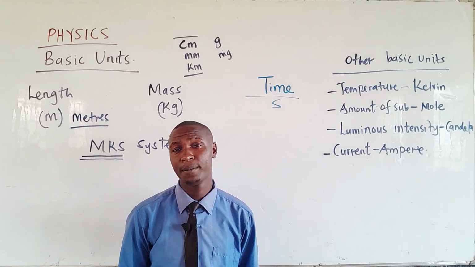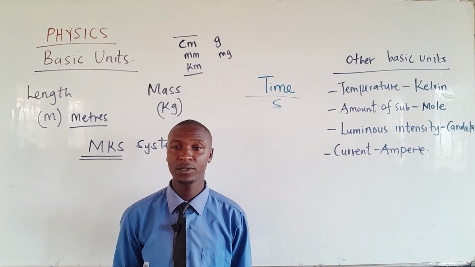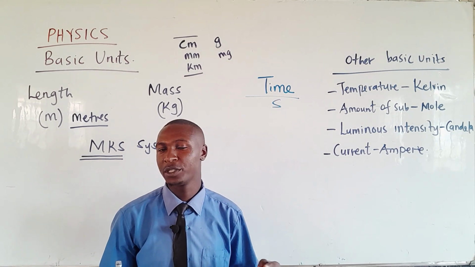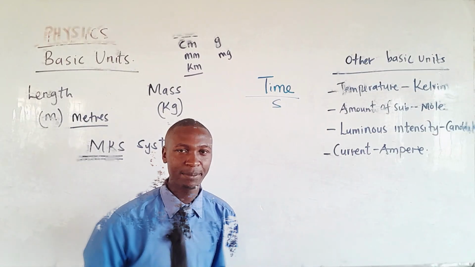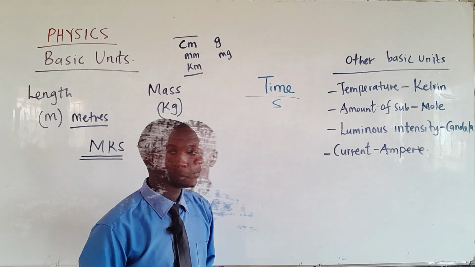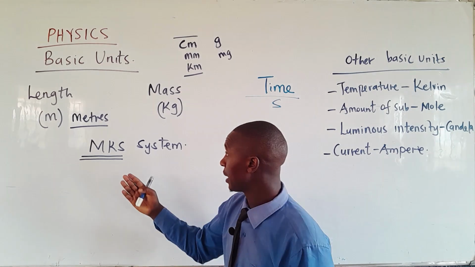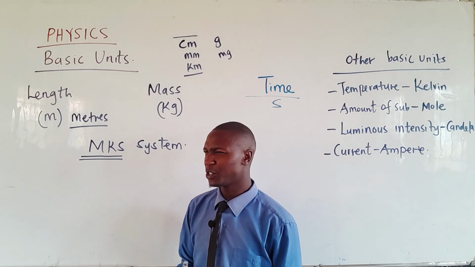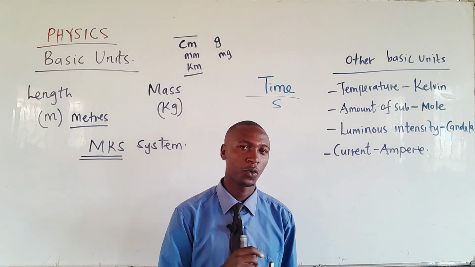We could also have other multiples and submultiples of time, for example milliseconds, microseconds, hours, days, weeks, and so on. But the accepted unit for time is seconds. Now, apart from the MKS system of length, mass, and time, we have other basic units that are accepted.